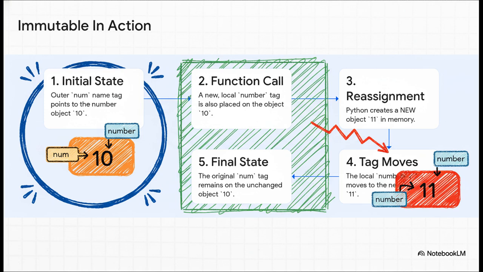But then, the moment we try to add 1 to it, Python has a problem. It can't change the object 10. So what does it do? It creates a brand new object, 11, and moves the local number sticky note over to it. And the original num sticky note, it never moved an inch. It's still pointing right back at that original 10.